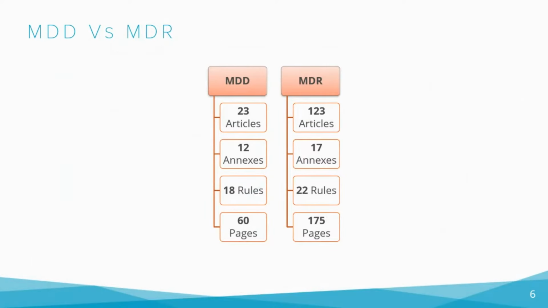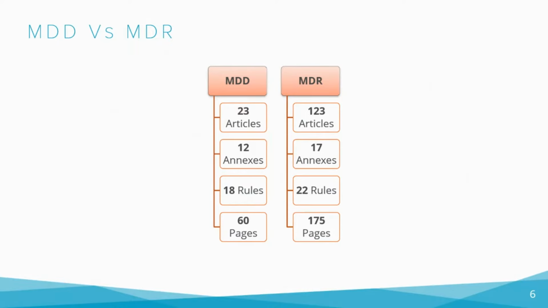Now, MDD versus MDR. It seems that in the MDR, no existing requirements have been removed, but more requirements are added alongside the existing MDD requirements. Let's look at some number comparisons. In MDD, there are 23 articles. In MDR, 123 articles. It's really 100 articles more. Then annexures. In MDD, there are 12 annexures, but a little higher, 17 annexures in MDR.